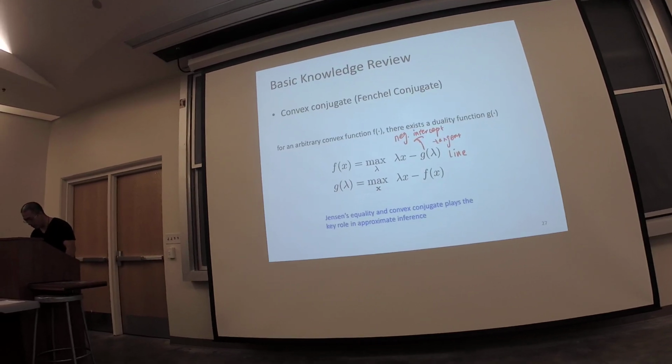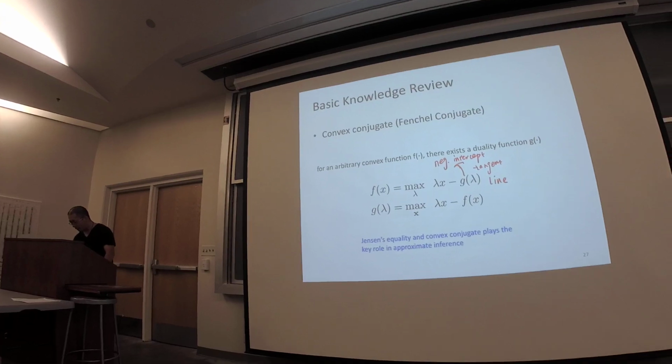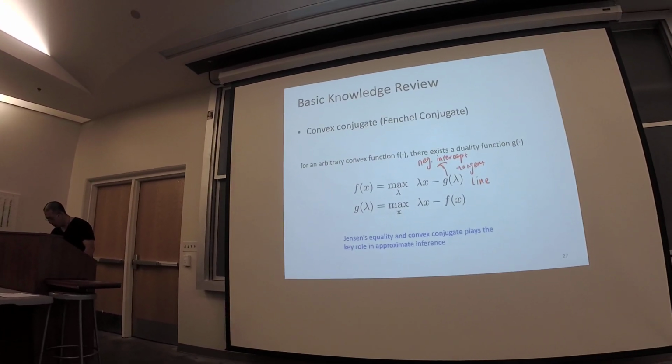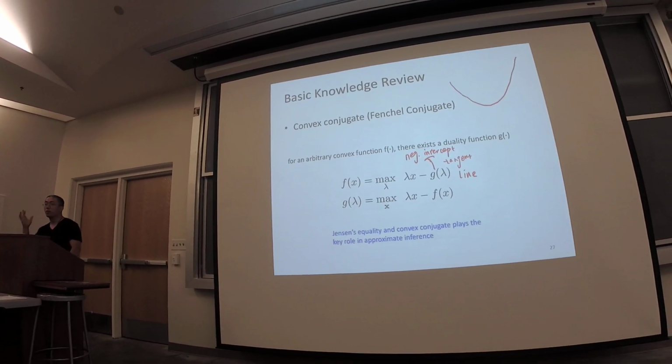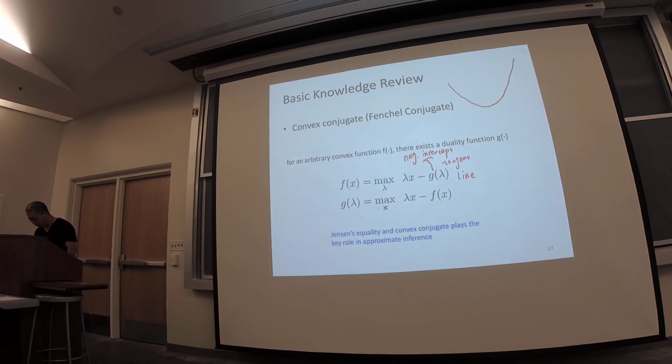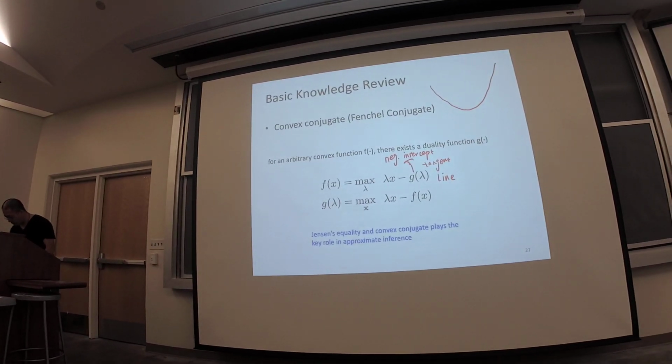Let me just randomly draw a convex function. So suppose it's like this, right? It's a typical convex function, and we can pick up any point. This is some specific input x0. So of course, this is the x-axis, this is the y-axis. Right? So let's try a variety of lambdas, right?